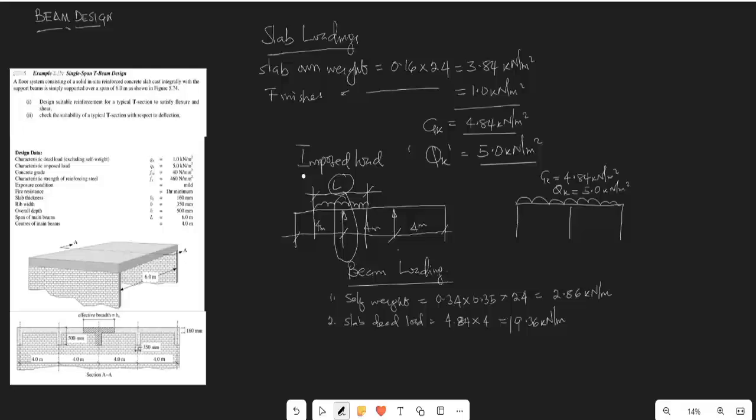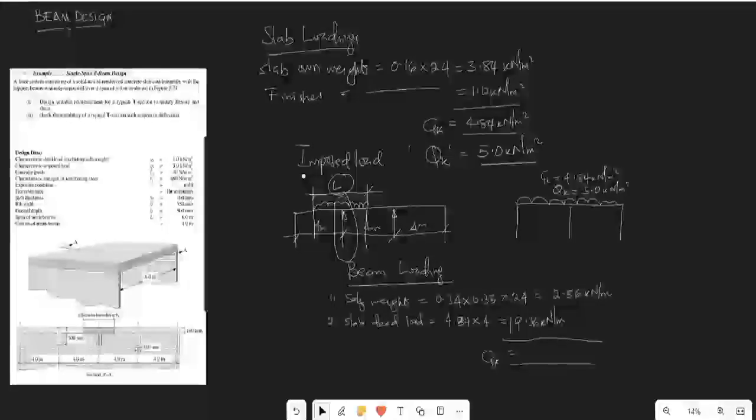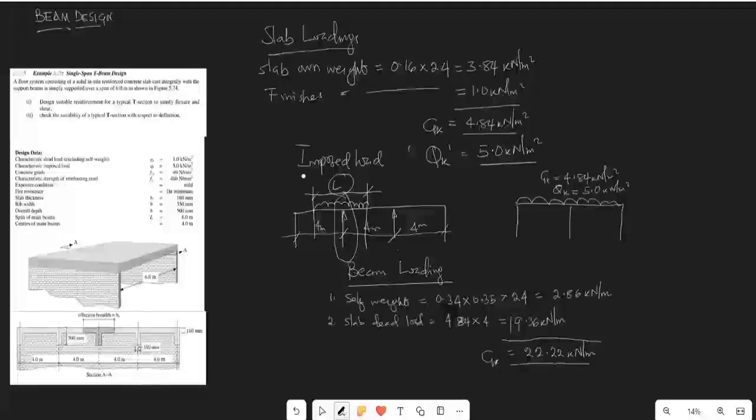The next thing we want to have is the live load. First, adding these two together should give me my total dead load: 19.36 plus 2.86 is 22.22 kilonewton per meter. That's the dead load.